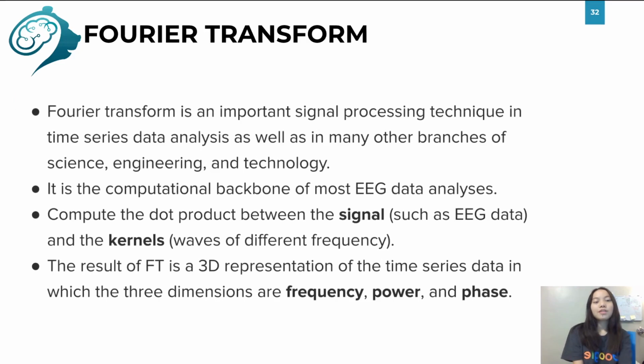So, Fourier transform is an incredibly important signal processing technique in time series data analysis. It works by computing the dot product between the signal that you acquire from the EEG sensors and some waves of different frequency, which are the kernels. Remember that sine waves have three characteristics, which are frequency, power, and phase. And the result of Fourier transform is a 3D representation of the time series data in which the three dimensions are frequency, power, and phase. This representation contains all of the information in the time series data, which can be perfectly reconstructed from the result of its Fourier transform.